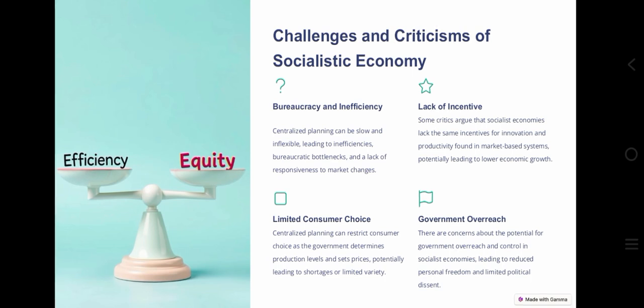Then next is government overreach. There are concerns about the potential for government overreach and control in socialistic economies, leading to reduced personal freedom and limited political dissent.